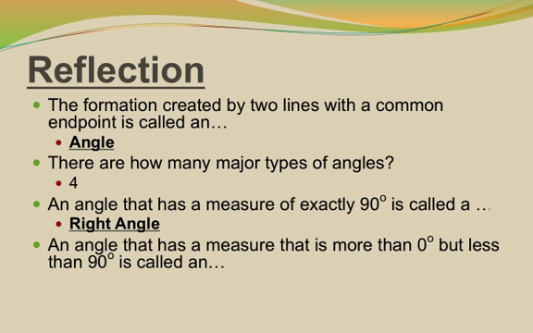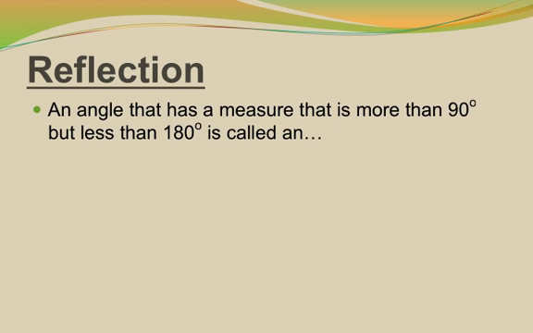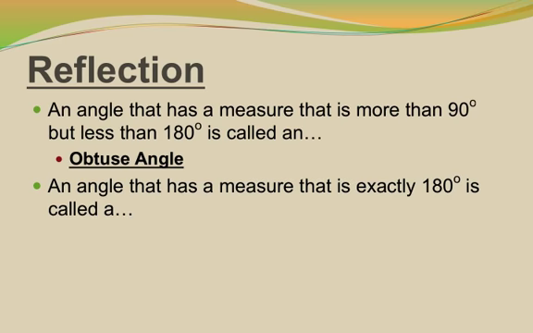An angle that has a measure that is more than 0 degrees but less than 90 degrees is called an acute angle. An angle that has a measure that is more than 90 degrees but less than 180 degrees is called an obtuse angle. And an angle that has a measure that is exactly 180 degrees is called a straight angle. Remember what we said about straight angles. Straight angles might also be referred to as just lines, so don't expect it to be called a straight angle. It can go either way.